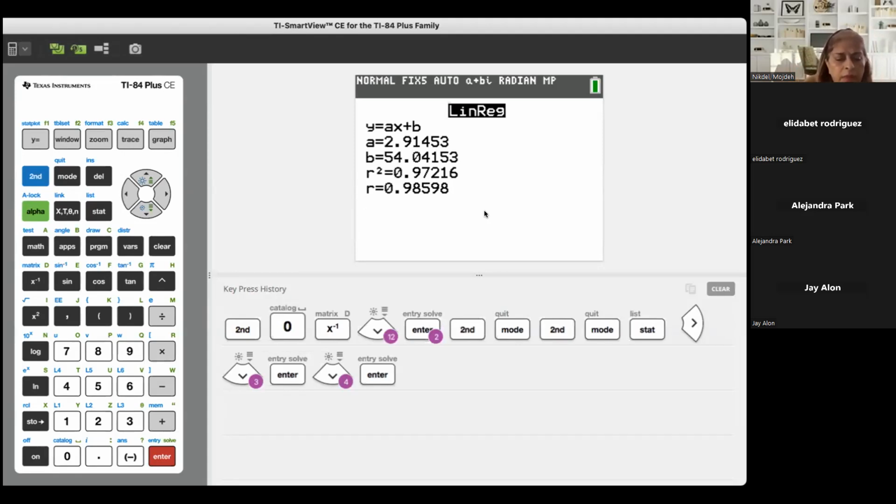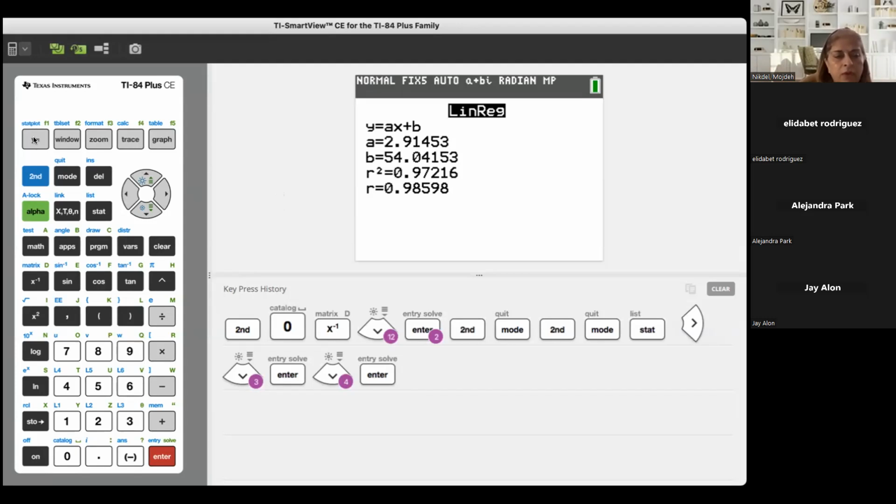But if you lose it, you go to your catalog and click the x to the -1 key. It takes you to the first function that starts with D in your catalog. Then go down and find diagnostic on. Press enter twice till you get the word done. Okay, so you have those numbers. Now, how do we draw our line?